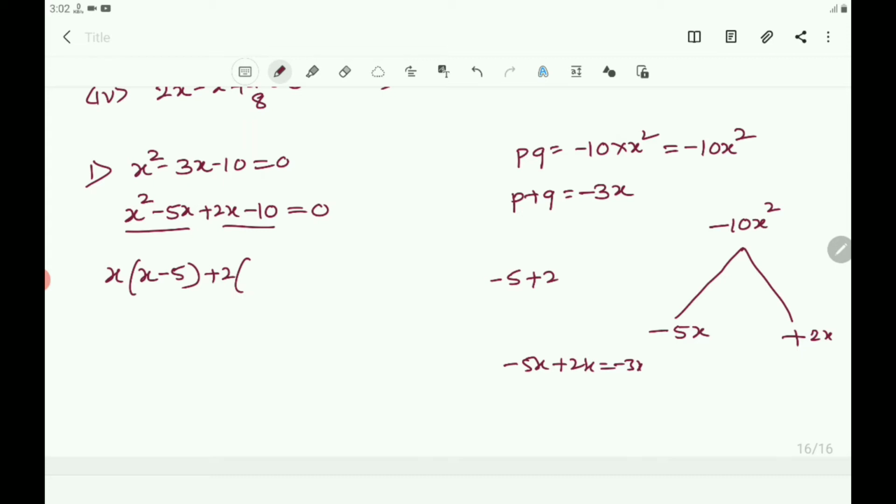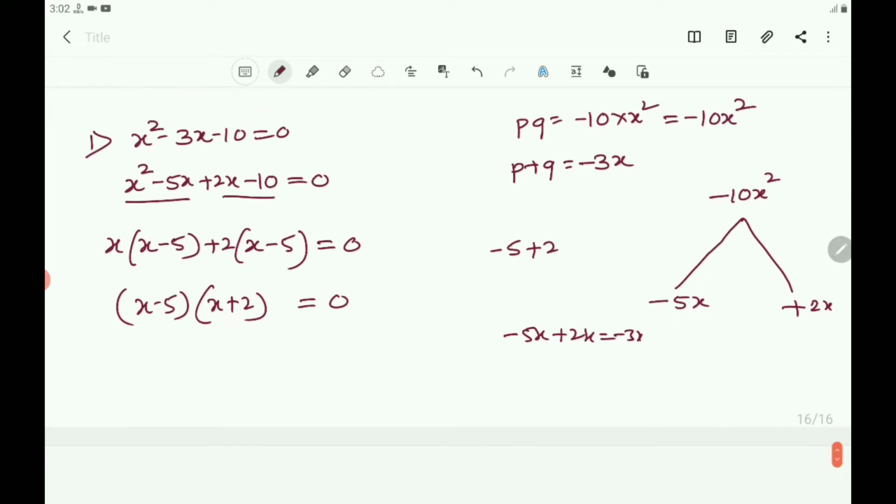Then plus 2. If 2 is removed as common, because of 2x and minus 10, the HCF of 2 and minus 10 is 2, and in the bracket you get x minus 5, because 2 into x is 2x and 2 into minus 5 is minus 10. So in the bracket here x minus 5, equals 0. Now x minus 5 is common. Remove that common factor, and in the bracket you get x plus 2. So the two factors are x minus 5 and x plus 2.